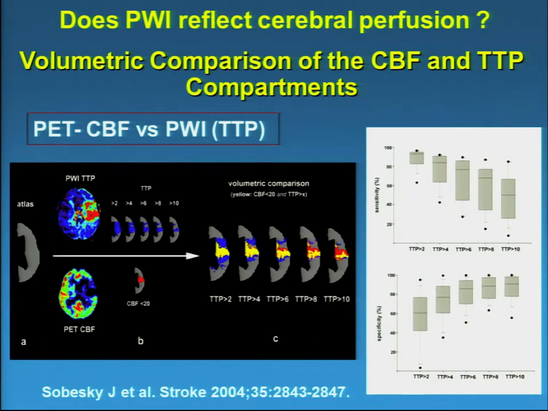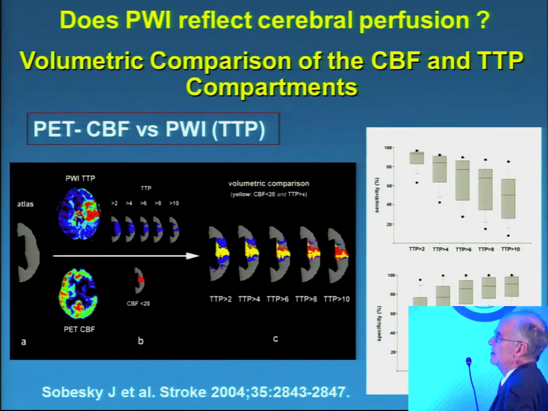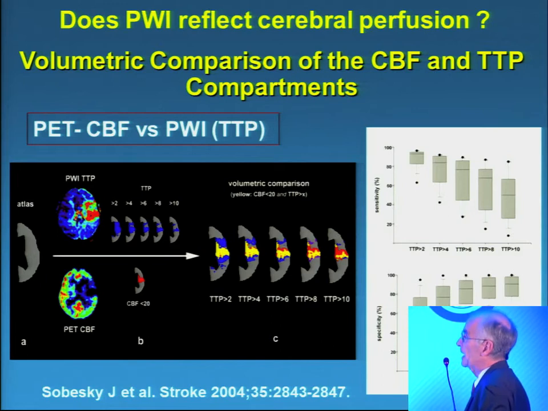So what we did is now to test the perfusion-weighted imaging delay in 2, 4, 6, 8, and 10 minutes, and you see that 4 and 6 minutes are a good indication of the blood flow. If the blood flow is defined as a penumbra blood flow of below 20 milliliters per 100 gram per minute.